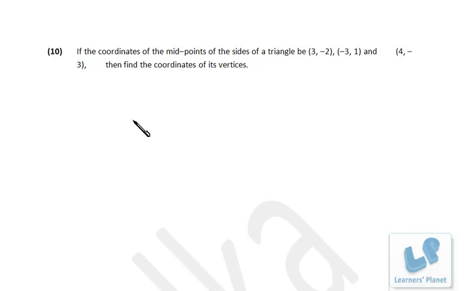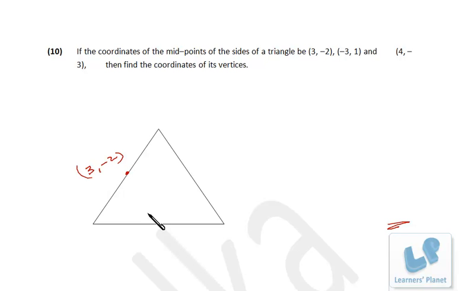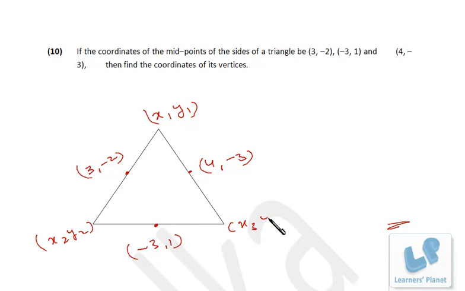Now this question: if the coordinates of the midpoints of the sides are these, find the coordinates of its vertices. So let's try this. This is the point 3, minus 2, midpoint. This is the point minus 3, 1 and this is the point 4, minus 3. Now I assume the coordinates of the vertices as x1 y1, x2 y2 and x3 y3.